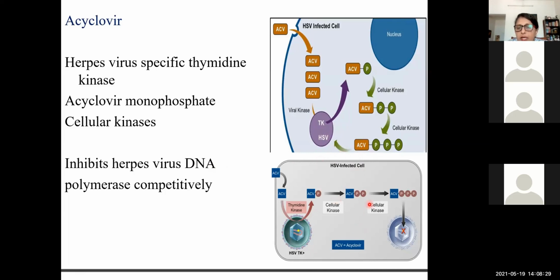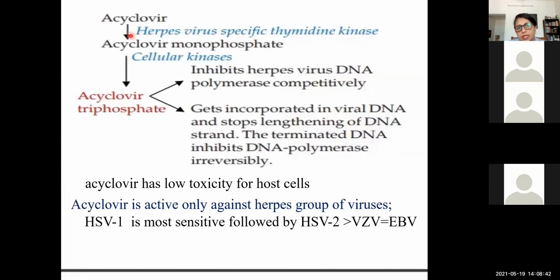Thus it inhibits the viral replication. So acyclovir is converted first to monophosphate, then diphosphate and triphosphate, then it competitively inhibits the virus DNA polymerase. Once again: herpes virus specific thymidine kinase converts it into monophosphate, then cellular kinases convert it into di- and triphosphate. It is incorporated in the viral DNA and stops lengthening of the DNA strand, and the terminated DNA inhibits the DNA polymerase irreversibly. So there is no viral DNA replication. Thus it is effective in case of the herpes virus.